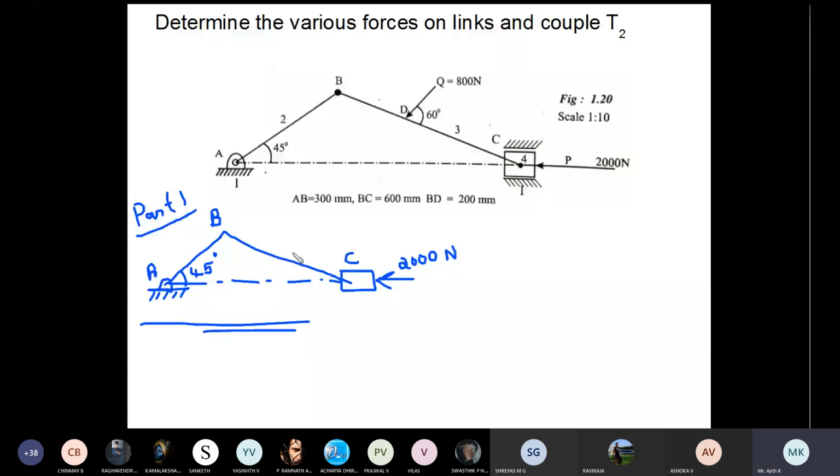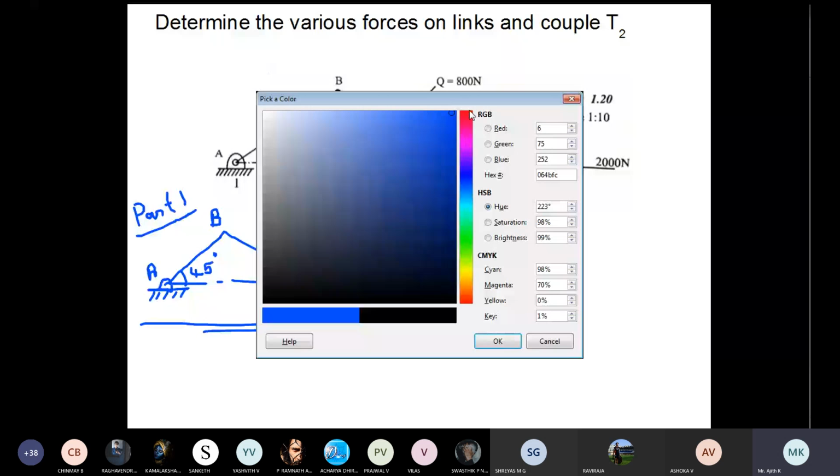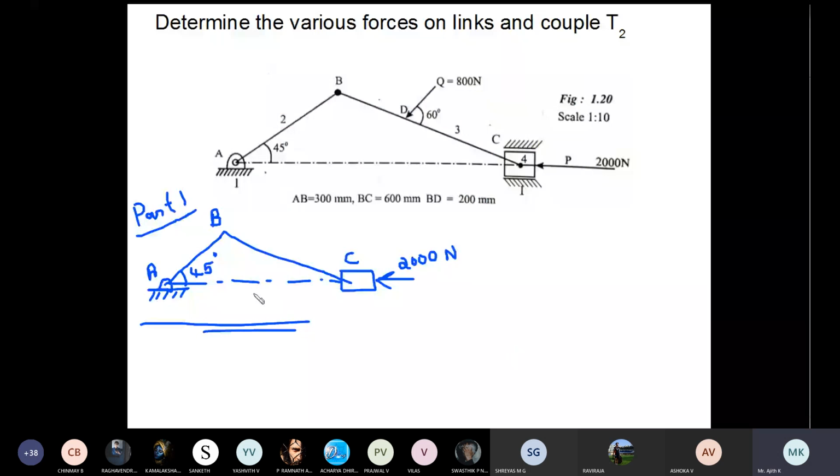So after drawing this diagram, next what you have to do? Next, you have to consider individual links separately. So before that, how many links are present? All fixed components will be link number 1. AB is link number 2. BC is link number 3. And the slider is link number 4. It is given in the diagram also. It's given in the question also.